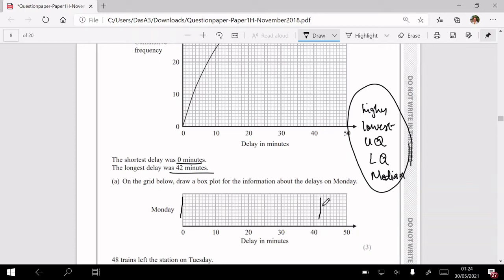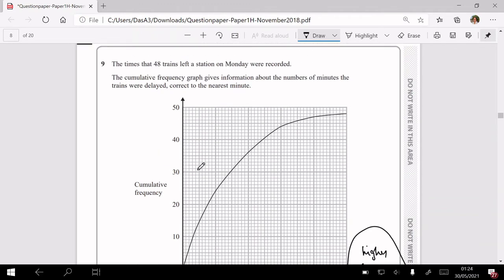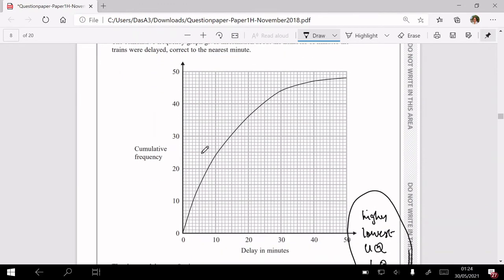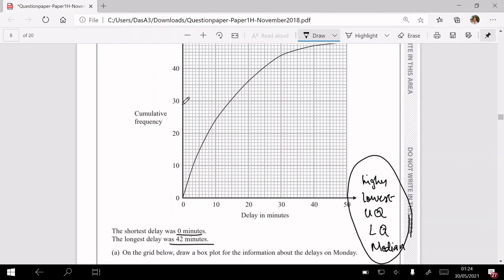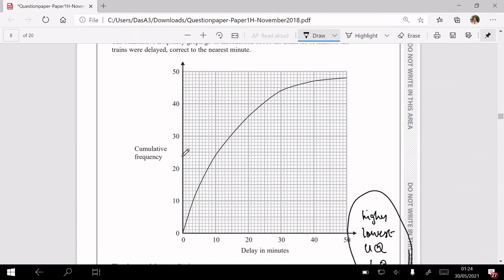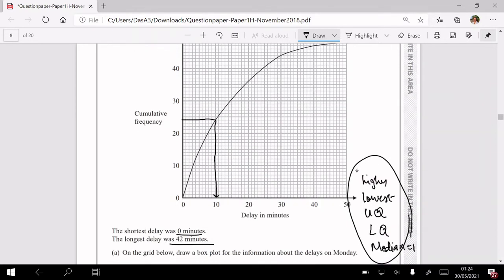So it's a bit messy, but please use a ruler and pencil in your real test. So now we need to work out the median. To work out the median, you need to go to the total frequency, in this case 48 trains, divided by 2, which is 24. Just go here, then go down to the graph, find where it intercepts, go down, and that gives you 10, which means the median is 10.